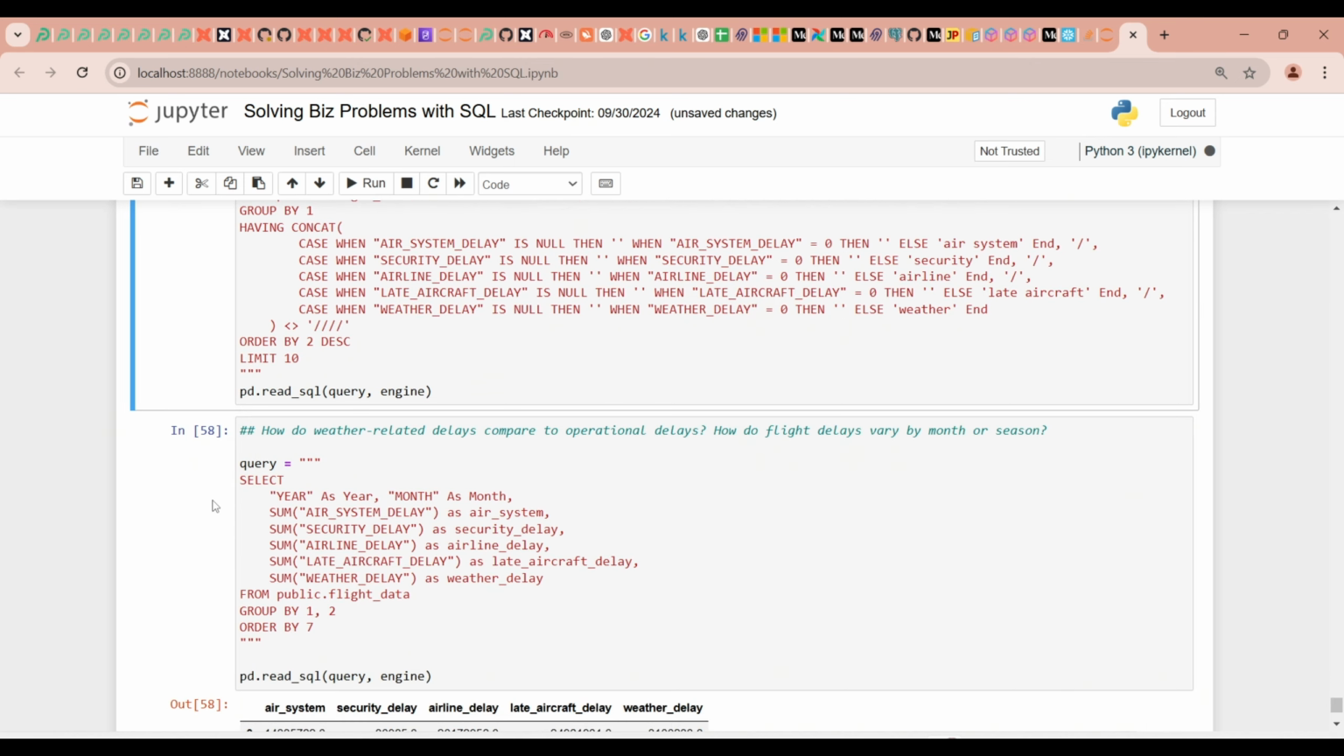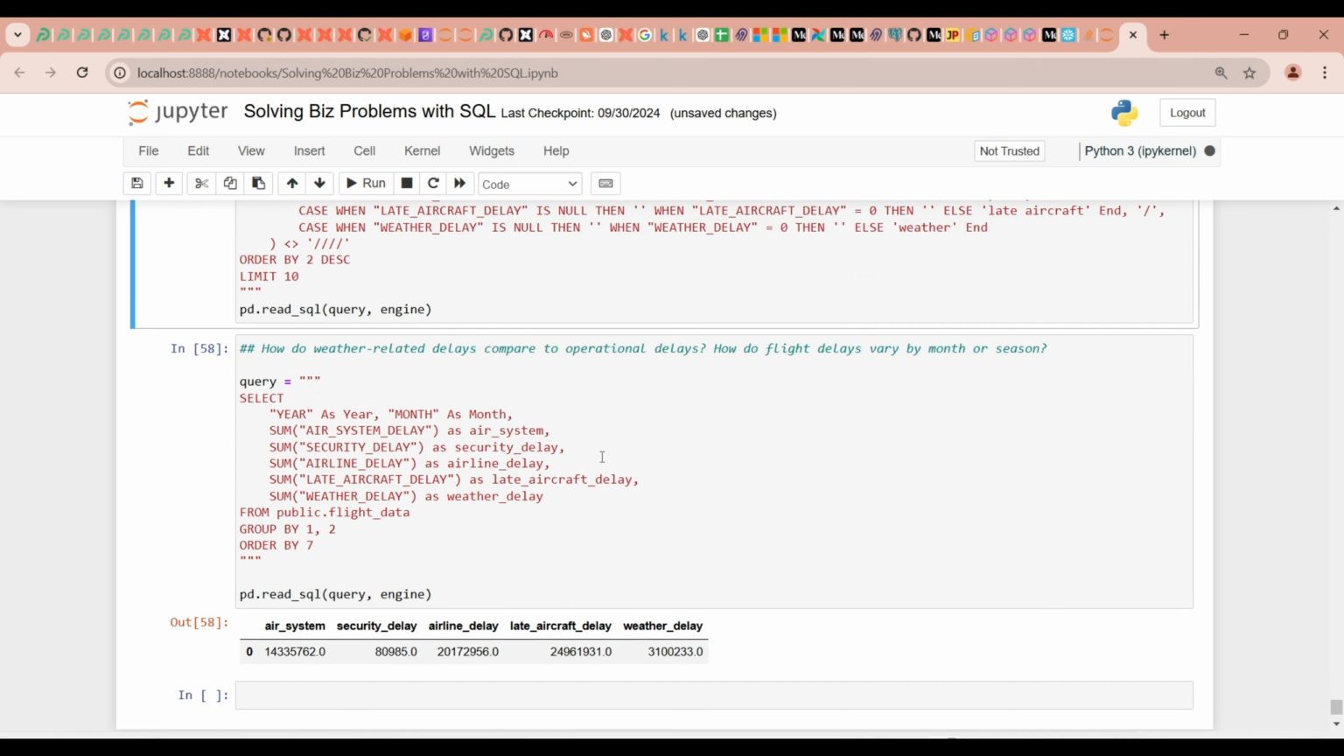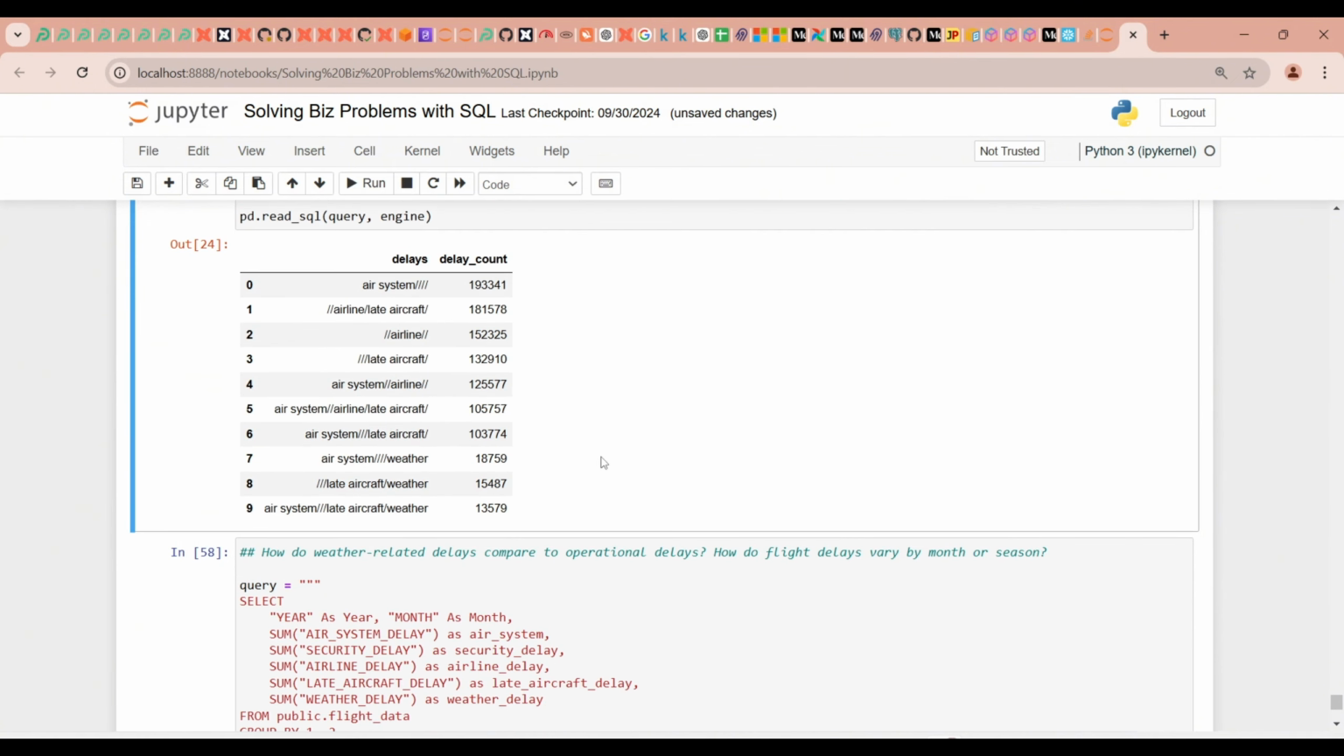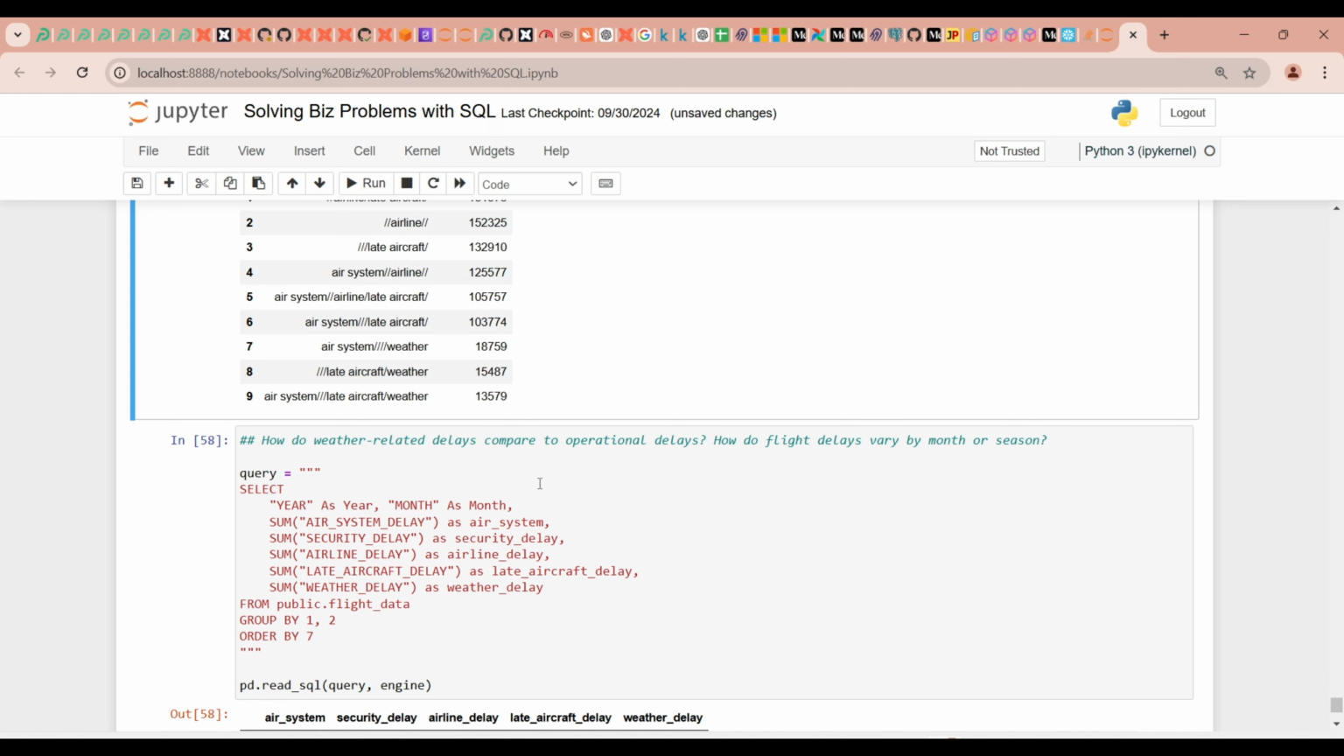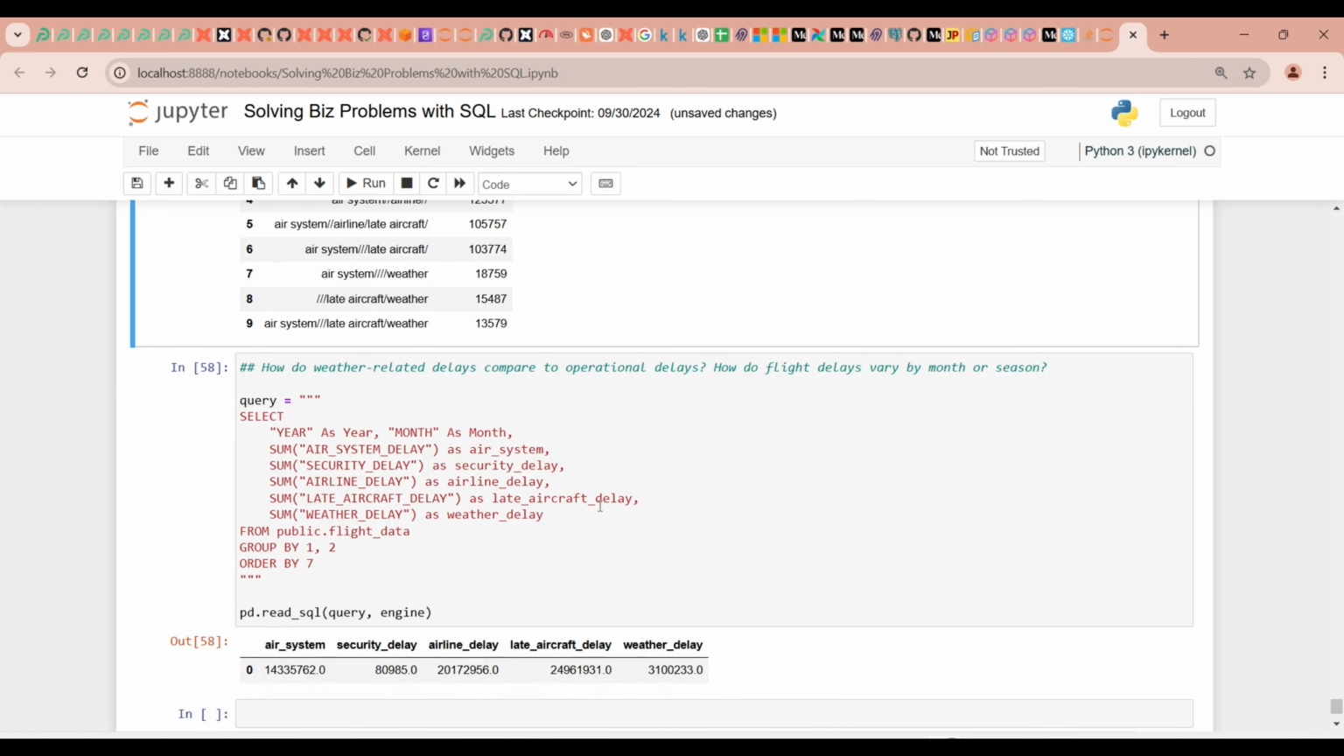Now, the next thing, and this is the last item, is how do weather related delays compare to operational delays? If you're aggregating everything, we want to aggregate it by year and month. It's just 2015, so maybe aggregating by month is sufficient, but let's just put the year there. If we do this, we want to order by 7, which is the weather delay, and see how it looks.